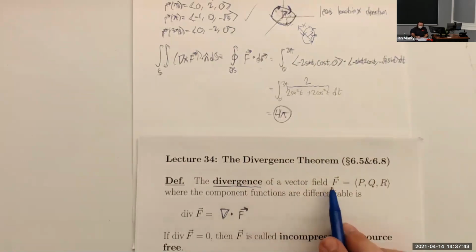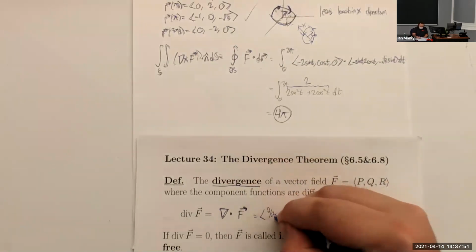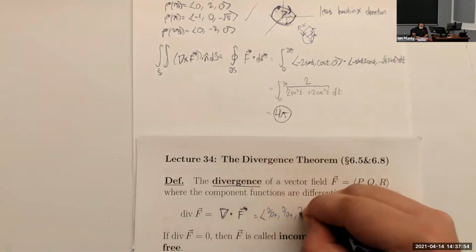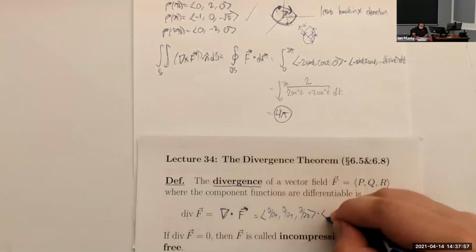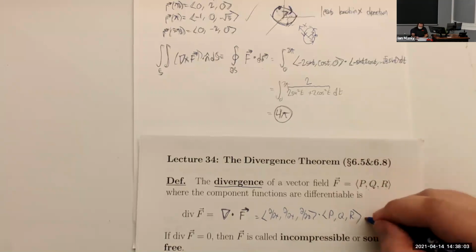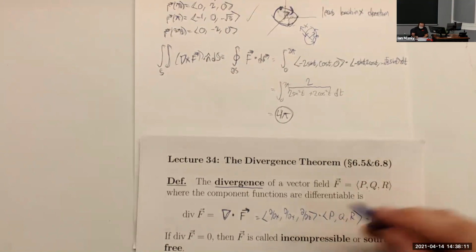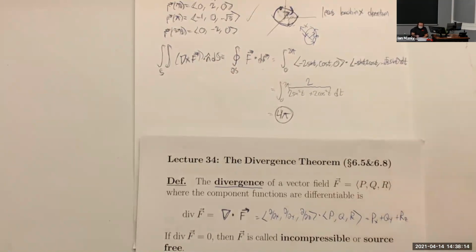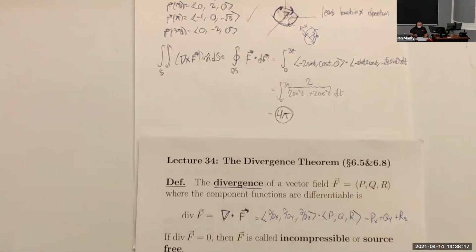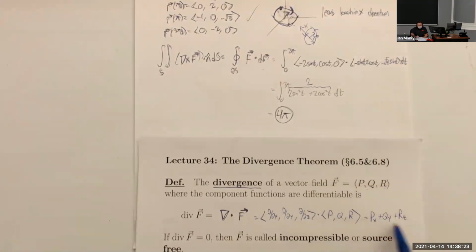So the divergence of a vector field f = <P, Q, R>, where the component functions are differentiable, is going to be the del vector dotted with f. So what does that end up being? Well, we have partial x, partial y, partial z dotted with P, Q, and R right here. So we do the x derivative of P, and then because of the dot product, we add the y derivative of Q, and then we do the z derivative of R. So the nice thing about divergence is it's way easier to compute than curl. We just do the matching derivative to what component we're in, it's very easy, and then we add them together.